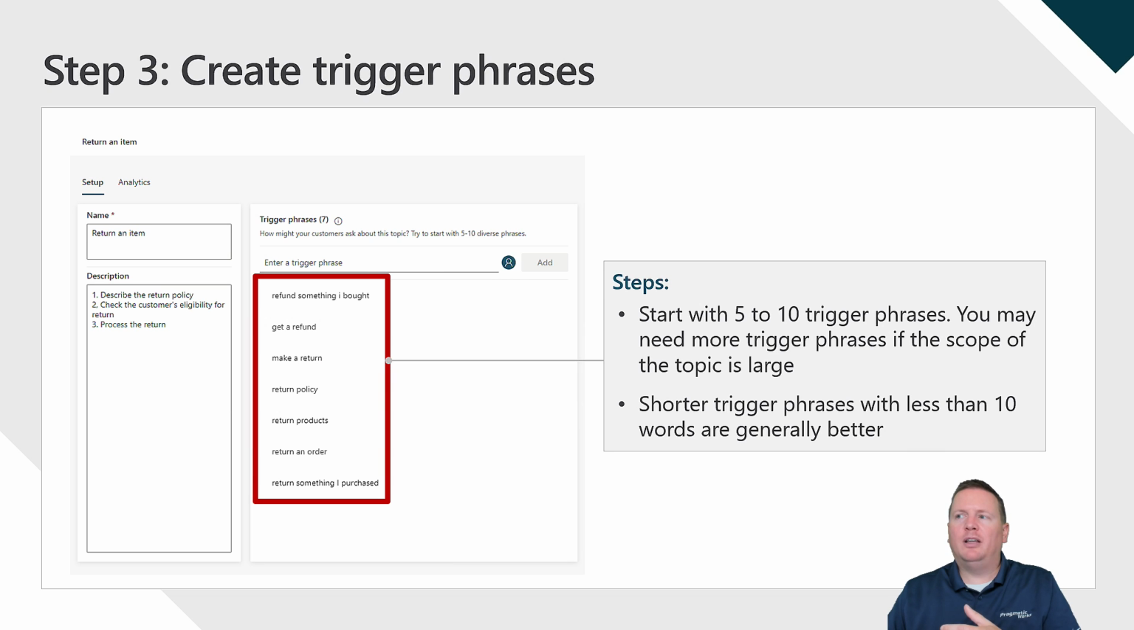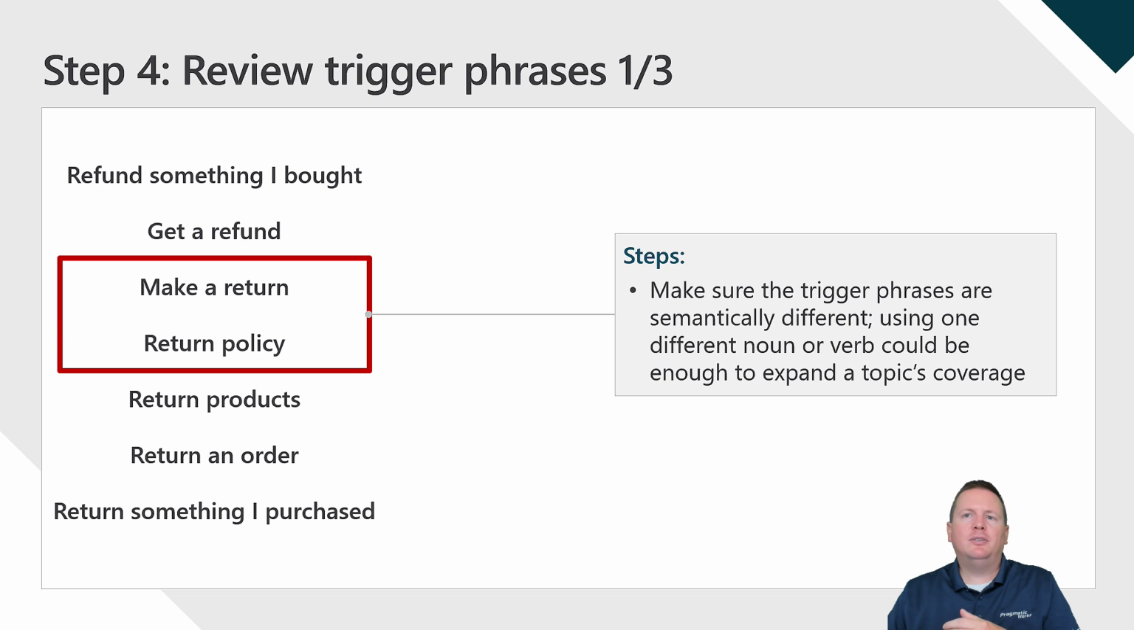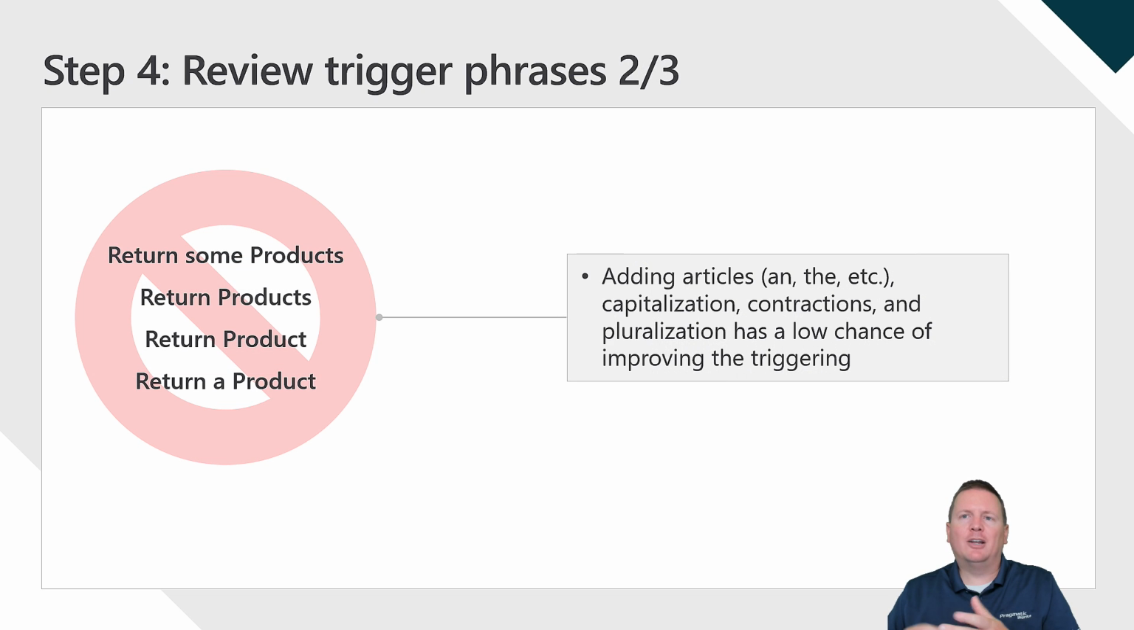And then, like we said, have 5 to 10 trigger phrases built in. Make them short. You don't want trigger phrases that are longer than 10 words. They should be fairly short and concise. And you also want to make sure that those trigger phrases are semantically different. They shouldn't be basically the same thing, just with one word different. They should be fairly significantly different. You also should avoid adding articles, which doesn't really help here. You might add in pluralization, but that doesn't really help either. Even if you make these changes, like adding products versus just product, that's not making a huge difference.